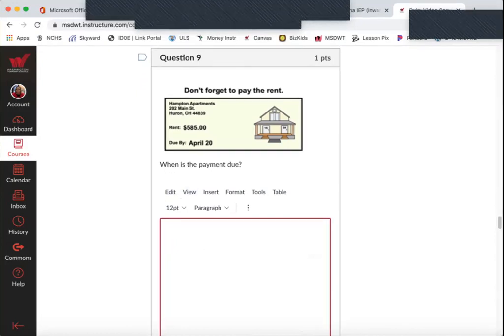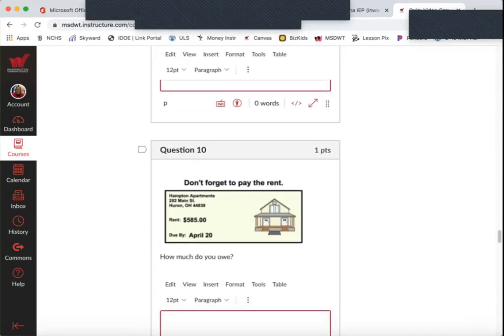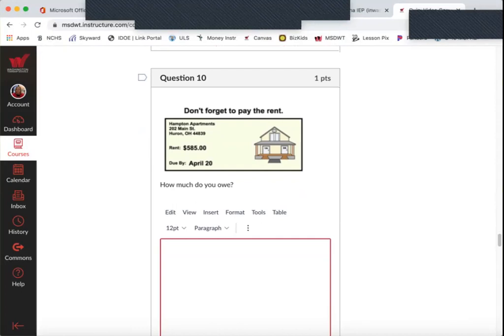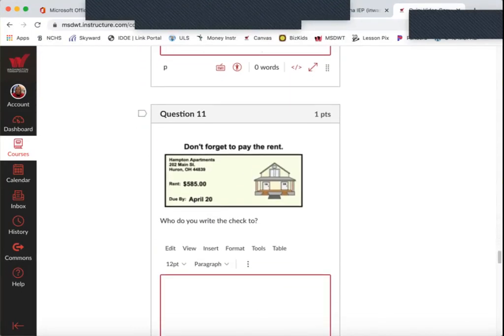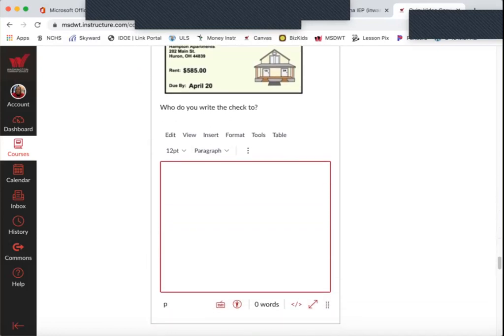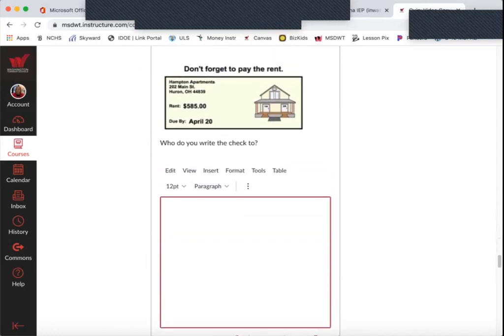When is this payment due? Type in the due date. How much do you owe? What is the rent payment? Who do you write the check to? Where do you live? Who's the company that you're renting from?